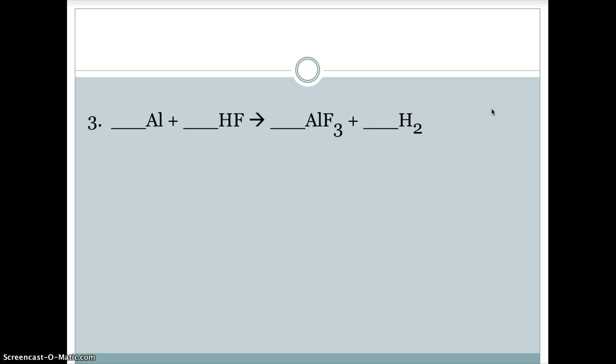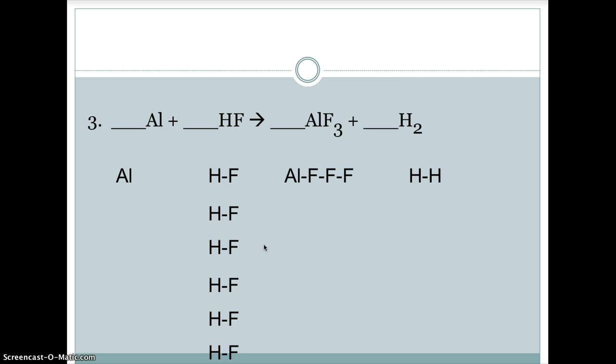Okay, one more example. Do my really quick rough Lewis structures. My aluminums are balanced. I have 1 and 1. My hydrogens are not. I have 1 hydrogen on my reactant side, 2 on my product side. So I'm going to add another hydrogen over here. For my fluorines, I have 2 on my reactant side and 3 on my product side. When you have 2 on one side and 3 on the other, the number you want to try to get to is 6 because 2 times 3 is 6. So I'm going to add enough of these HFs to have 6 total. That will get me my 6 fluorines.